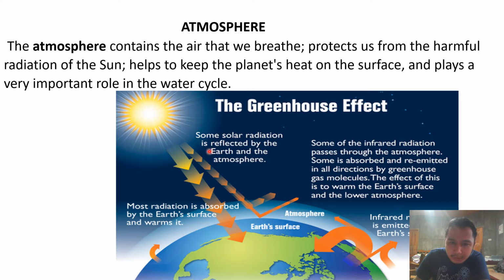The greenhouse effect. Some solar radiation is reflected by the Earth and the atmosphere. This is an example of the effect on the atmosphere to protect the world from the radiation of the sun.